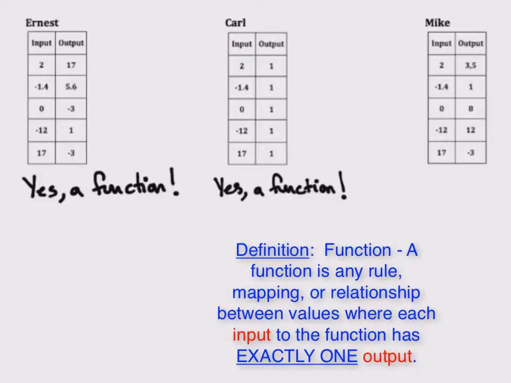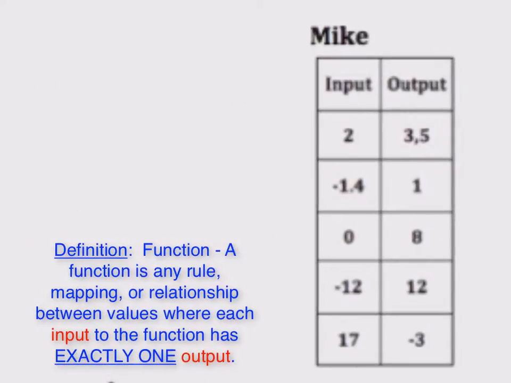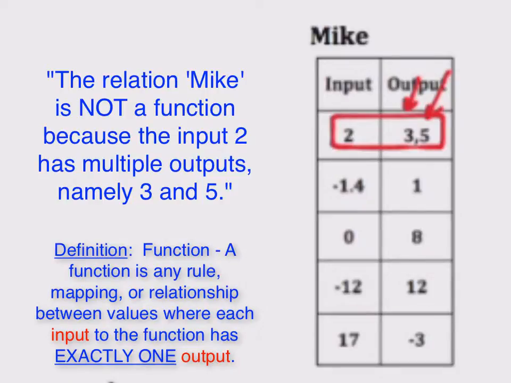Alright, let's look at Mike. Is there ever an instance where one input has multiple outputs? Well, I'm looking at this very first row, and it appears to me that the input 2 has an output of 3 and an output of 5. Note that that's a comma and not a decimal. So in this case, we would say that no, the relationship Mike is not a function because the input of 2 has outputs of both 3 and 5.